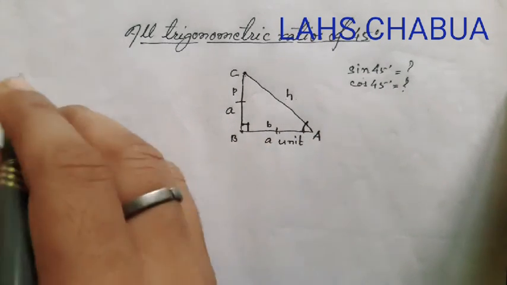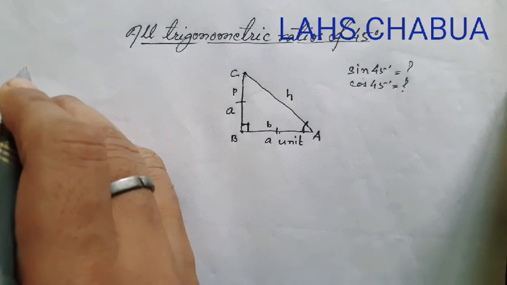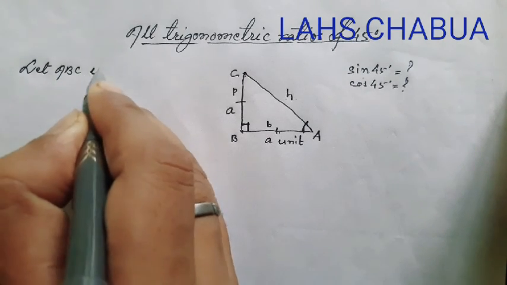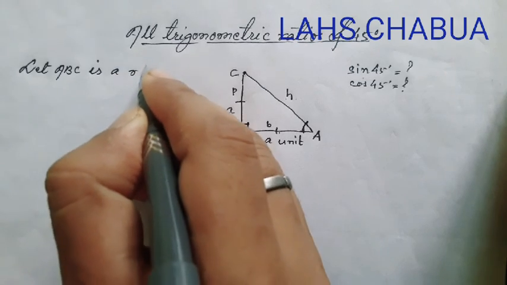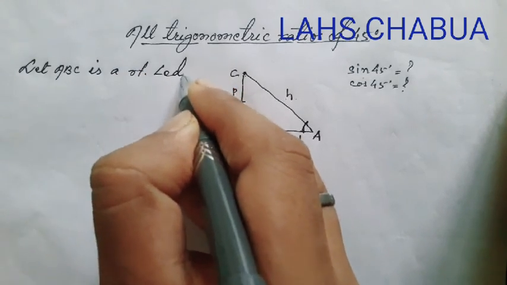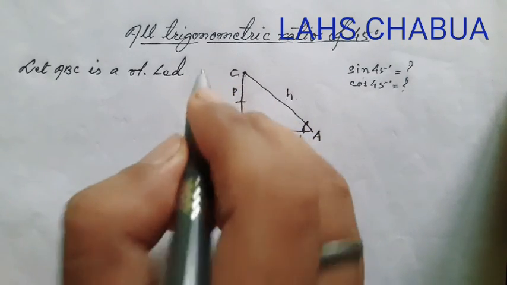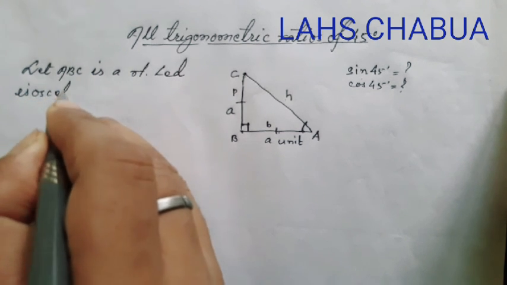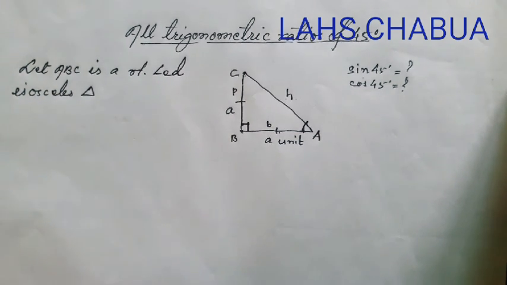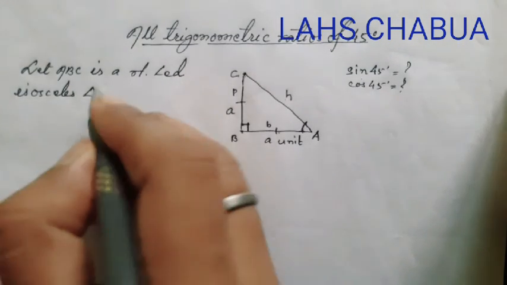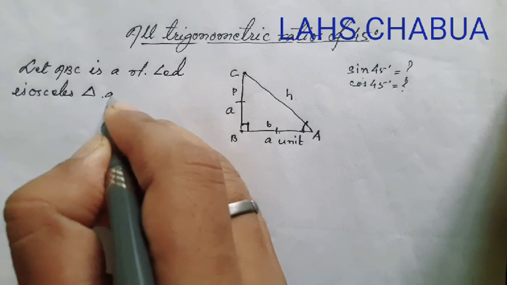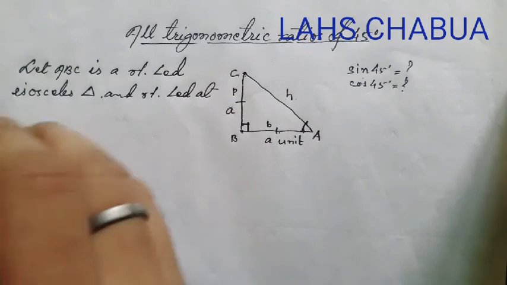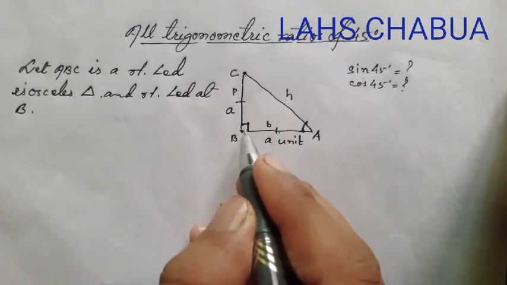So we are going to write the same. Let ABC be a right angled isosceles triangle, right angled at B. You can see in the figure the angle B is 90 degree.